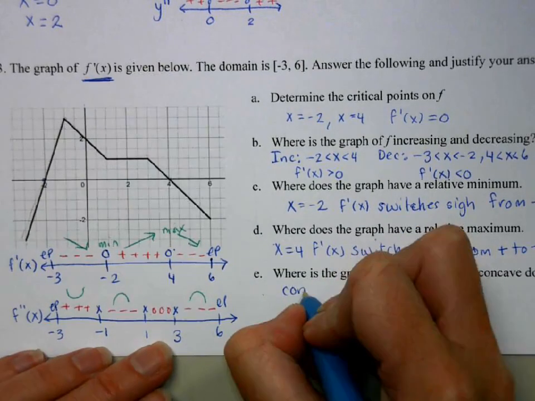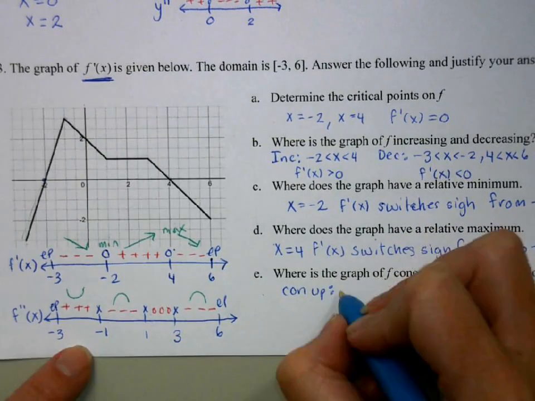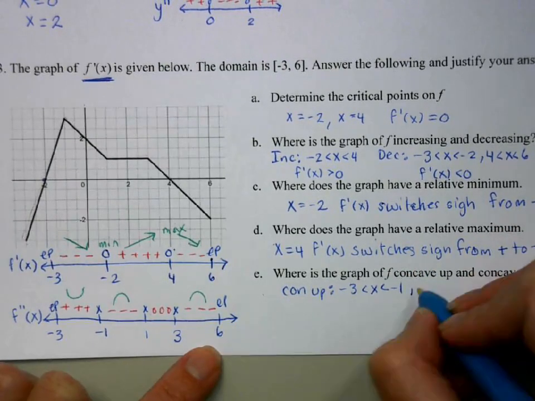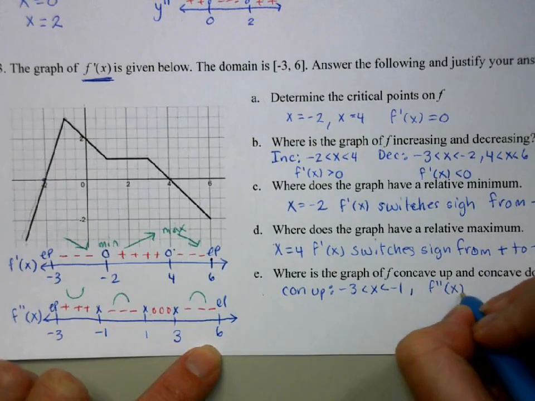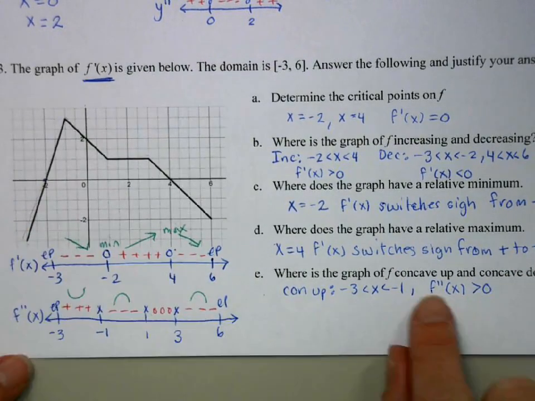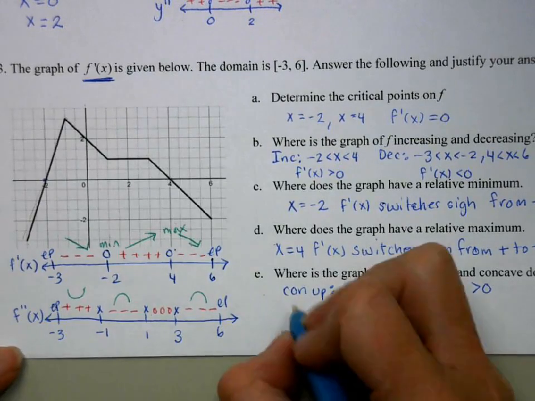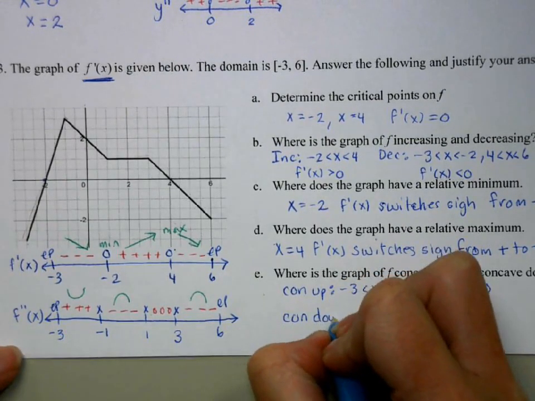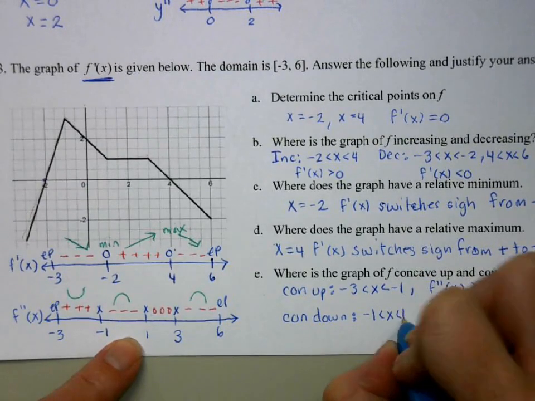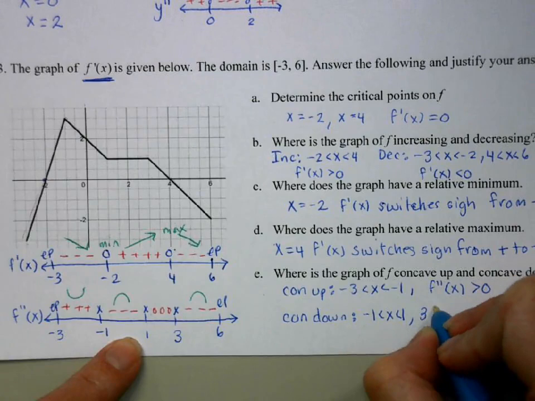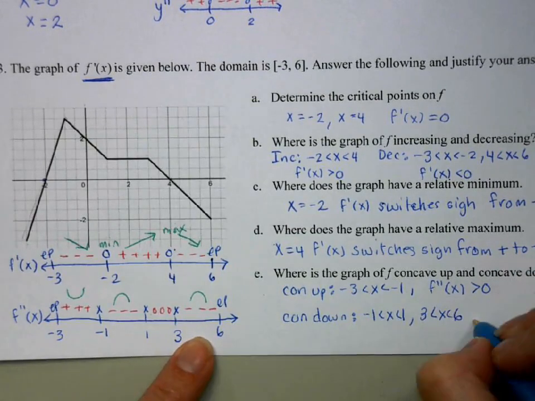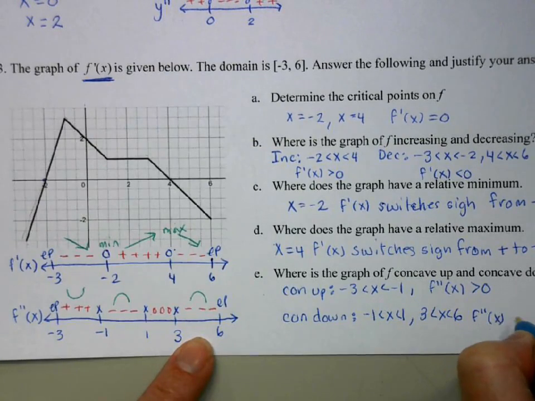So our graph is concave up from -3 to -1 because f double prime of x is greater than 0. Even though we arrived at this conclusion looking at the slopes, this is your justification. It's concave down from -1 to 1, and from 3 to 6. Our reason, because the second derivative is less than 0.